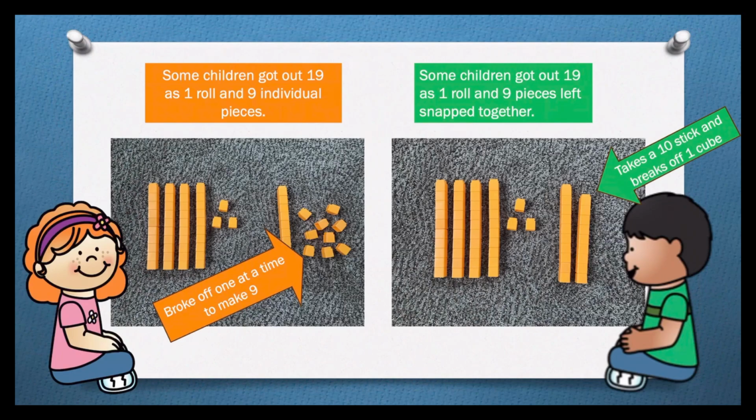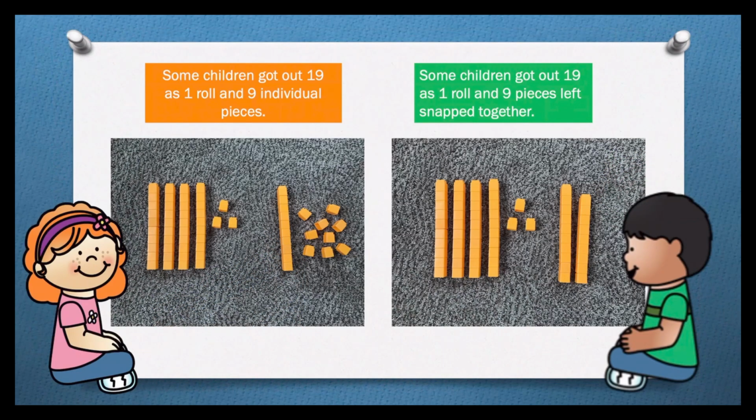Here again, we see the differences in children's concepts. Those that left the 9 snapped together were thinking of 9 as 1 less than 10. The others were thinking of 9 as 1, 2, 3, 4, 5, 6, 7, 8, 9. In any event, all of these students now had 5 rolls.